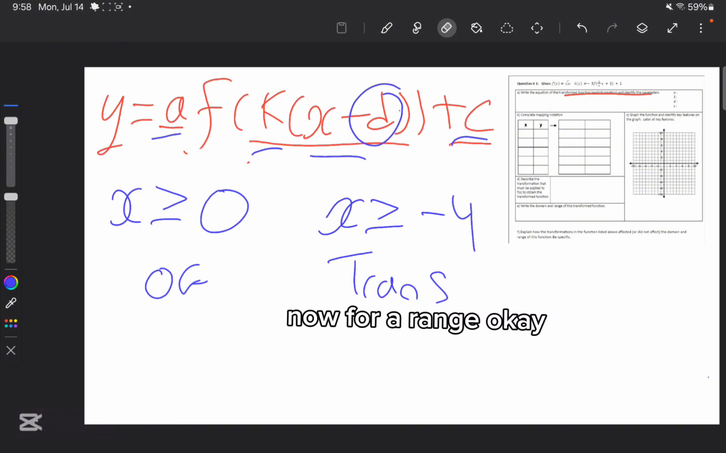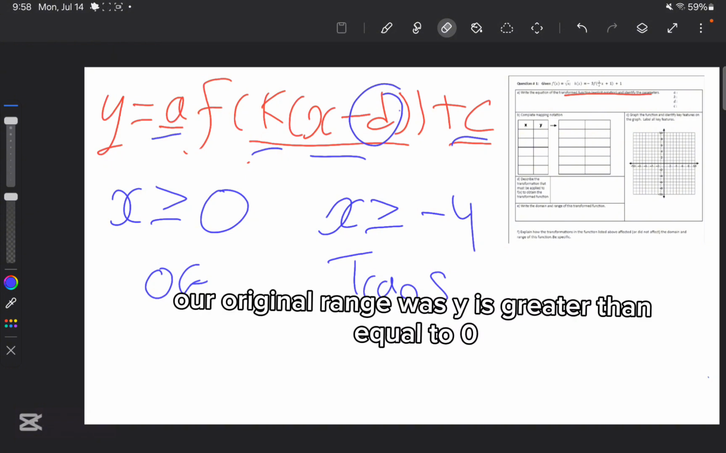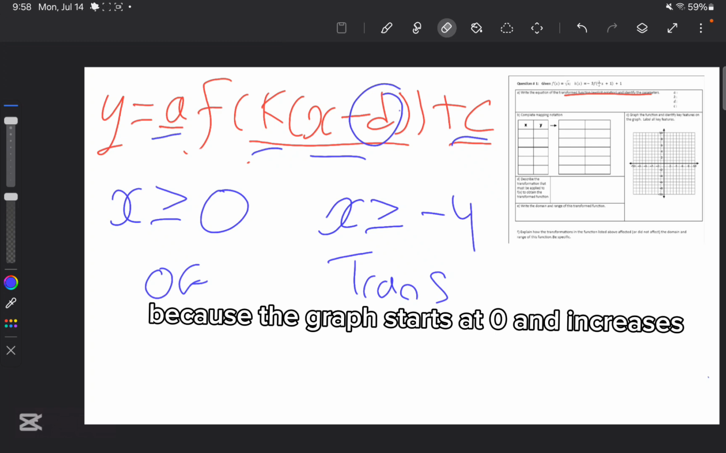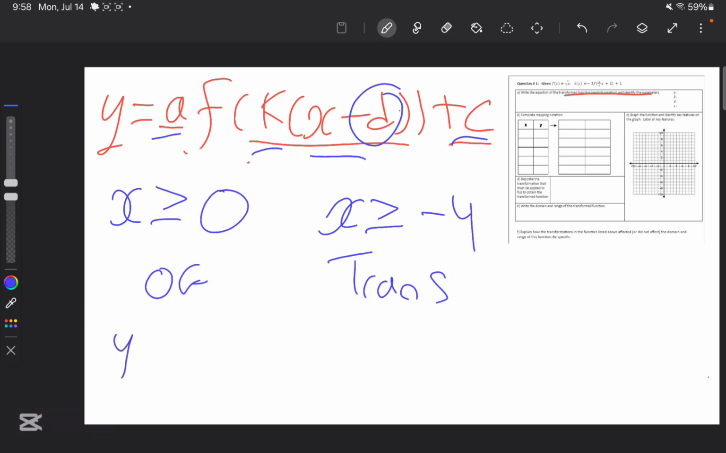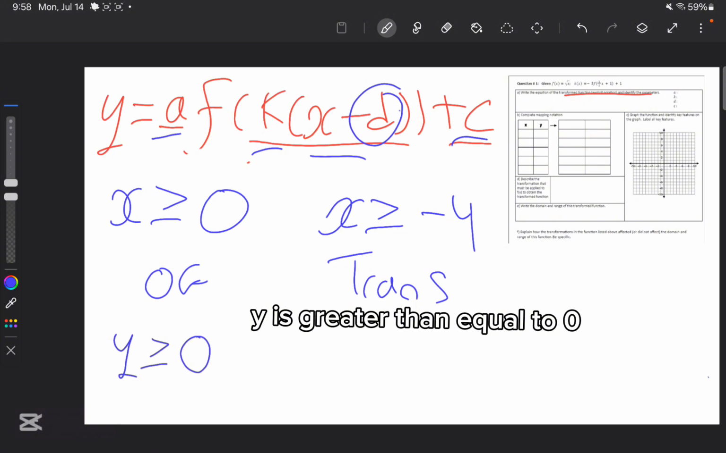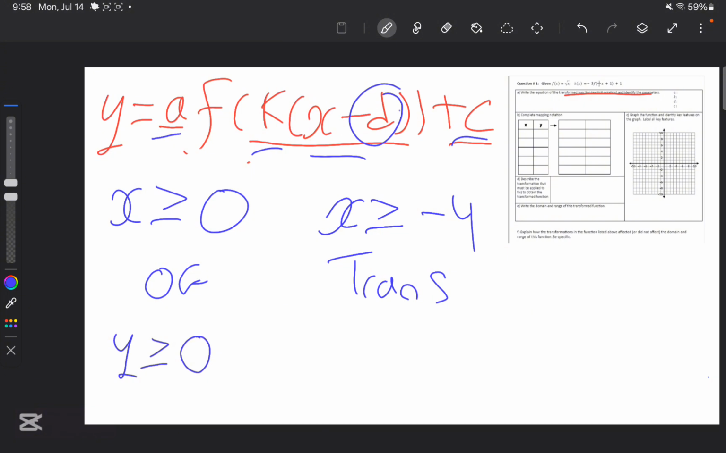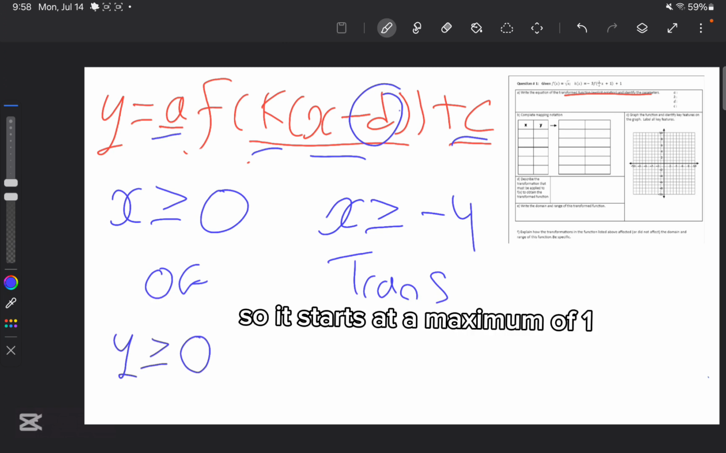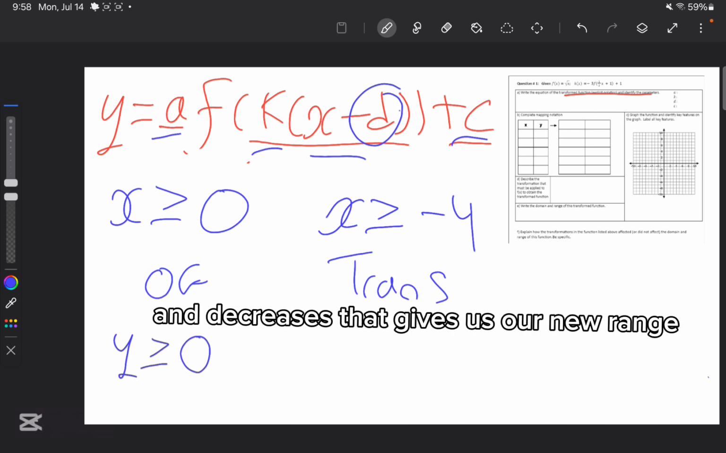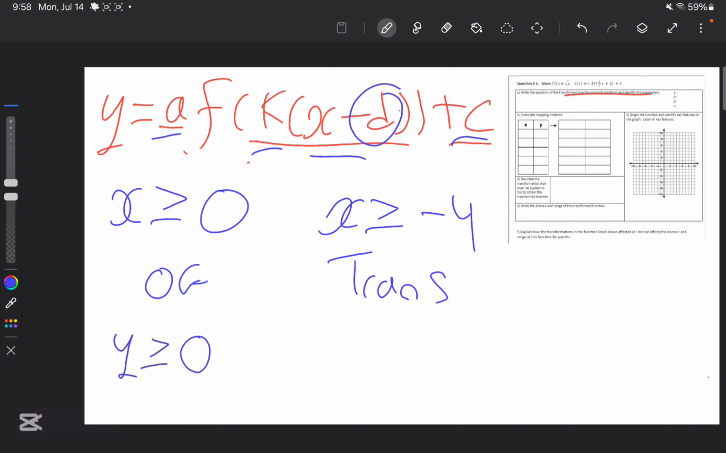Now, for the range, our original range was y is greater than or equal to 0 because the graph starts at 0 and increases. So we could write that down here. Y is greater than or equal to 0. Now for our transform, the function has been reflected and shifted upward, so it starts at a maximum of 1 and decreases. That gives us our new range, which is y is less than or equal to 1.